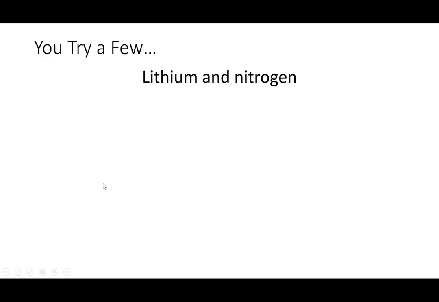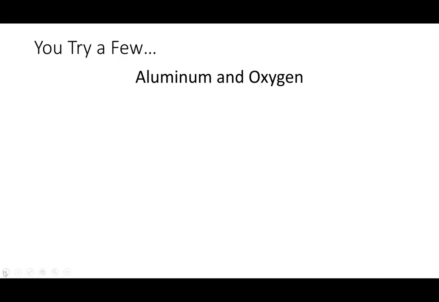So there's a few more in the slideshow for you to work through, and I have the answers. So here's lithium and nitrogen, aluminum and oxygen, calcium and sulfur. I want to work on this aluminum and oxygen one together because built in, there's a helpful hint. So the first thing I want you to do is take a minute and see if you can determine what the charge on each atom would be when they become an ion.